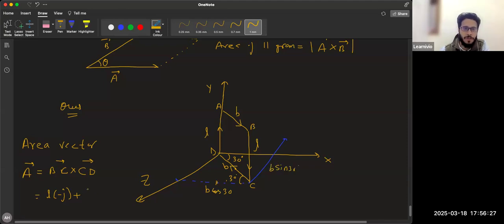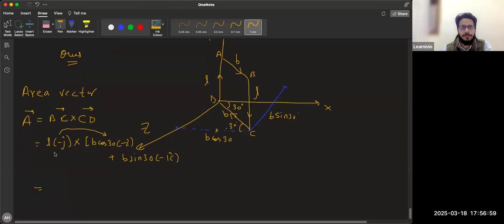So in vector form, I should write this as B cos 30 minus I cap, and this will be B sin 30 minus K cap. And here it should be a cross product. Now Upasana, just apply the distributive property and take this cross product. What will be the answer? Upasana, cross of L of minus J cap and B cos 30 minus I cap. What would be the result?